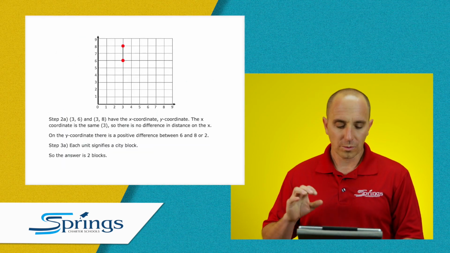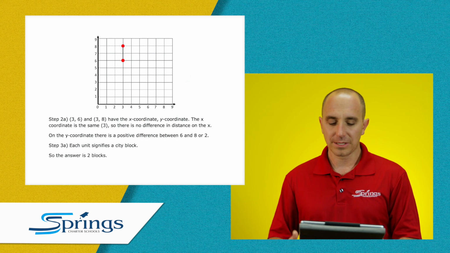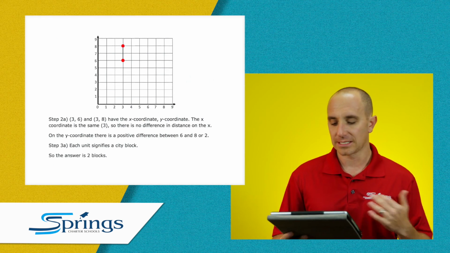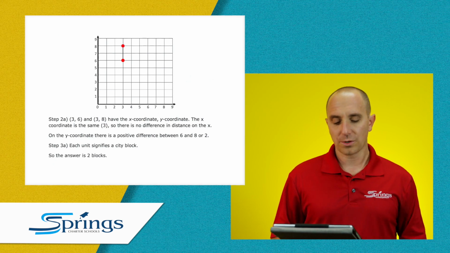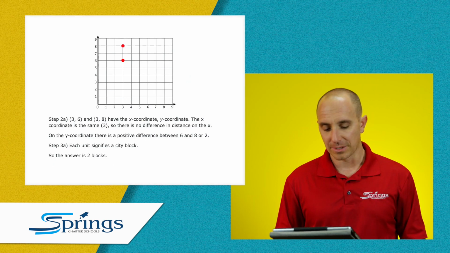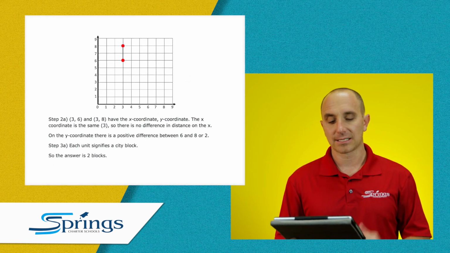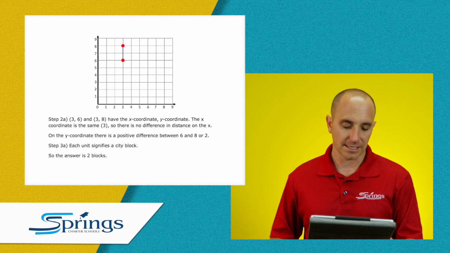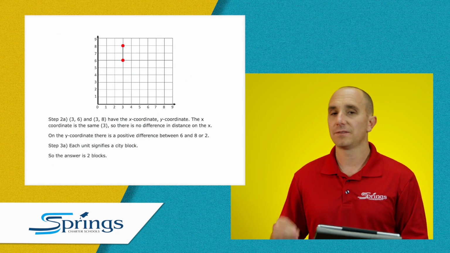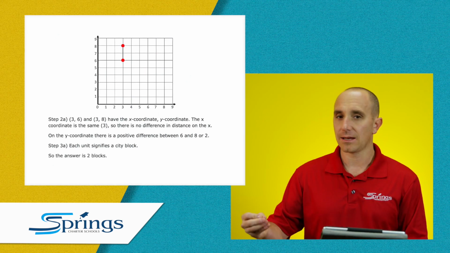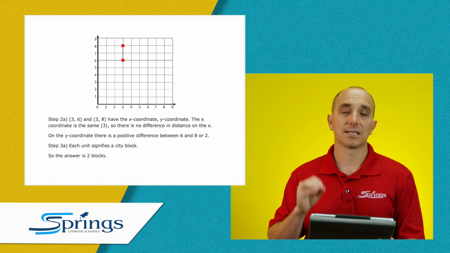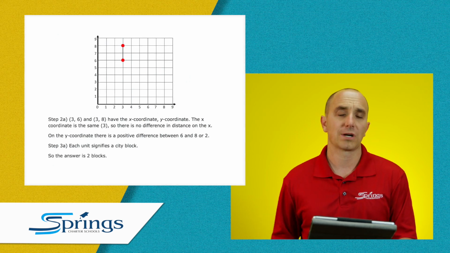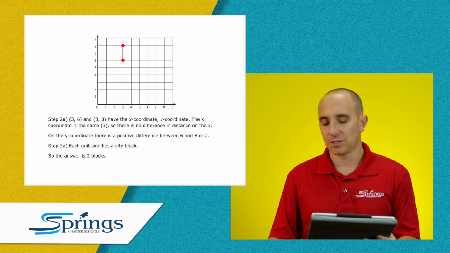When we're breaking it down, we're looking at 3, 6 and 3, 8, and we have the x coordinate and the y coordinate. That's where we get the 3, 6 and the 3, 8. The x coordinate is the same. It's the 3. We notice on the x-axis, it's in the same spot, so there's no difference in the distance on the x. But on the y, there's a positive difference between 6 and 8, and you can hopefully see that that distance between 6 and 8 is 2. A good way to do it is take your larger number, subtract your smaller. 8 minus 6 is 2.